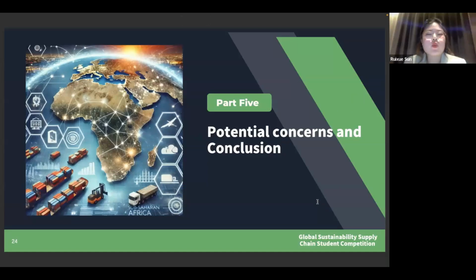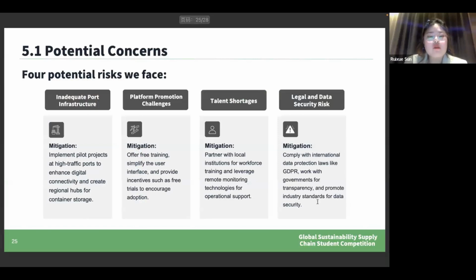Okay, so next we will discuss our final section about potential concerns and conclusions. From previous parts, we know that Container Linker is not just a solution to Africa's empty container crisis, it's also a transformative platform that directly addresses the core challenges of inefficient logistics.